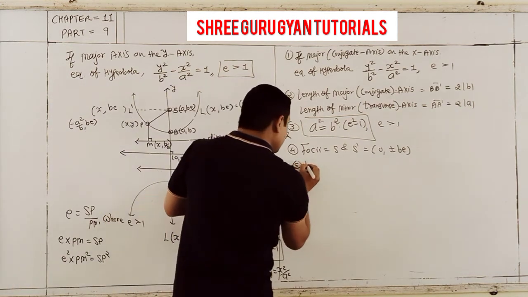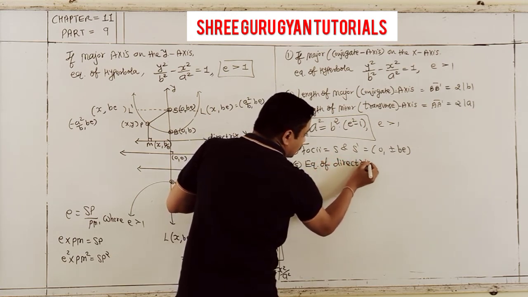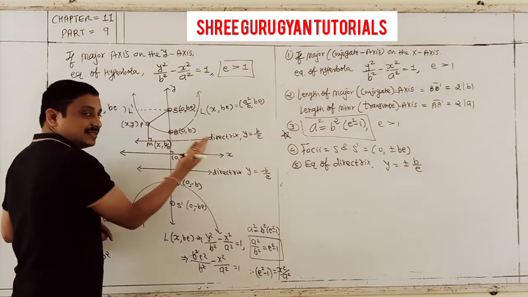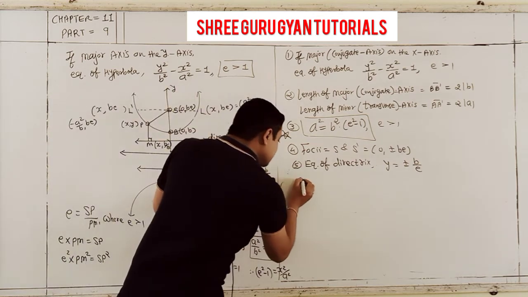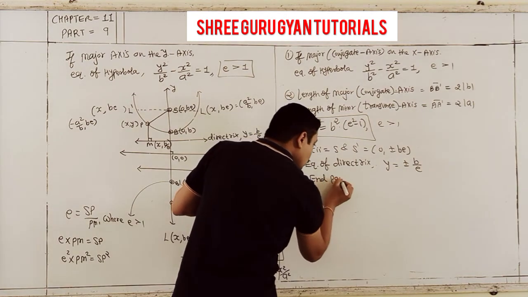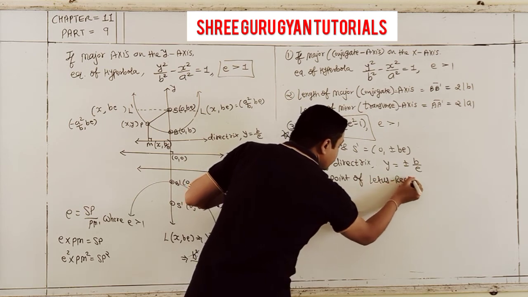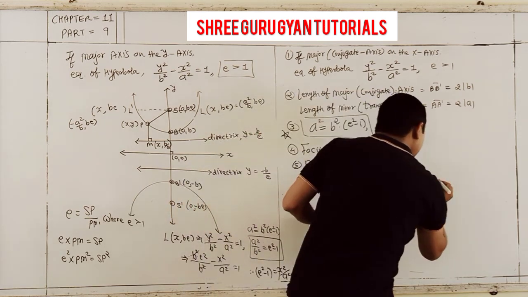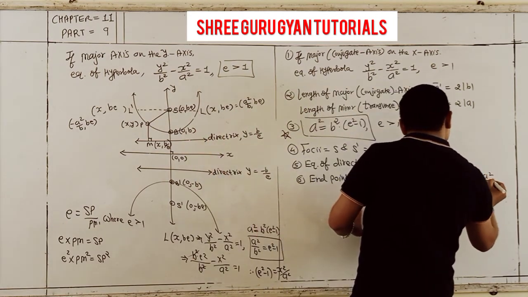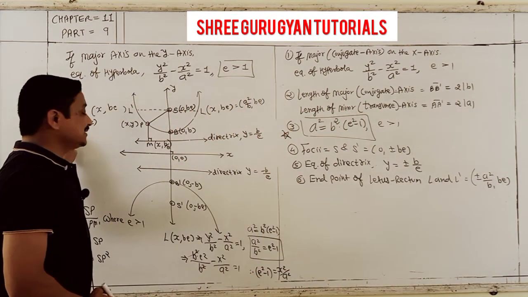Continue. Fifth, the equation of directrix, which is y equal to plus minus b by e, this is the directrix. Now sixth, the endpoints of the latus rectum, that should be L and L dash. Already I derived here, students, plus or minus a square by b comma b, and L dash here.